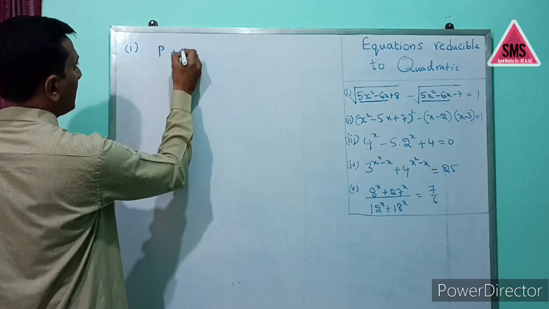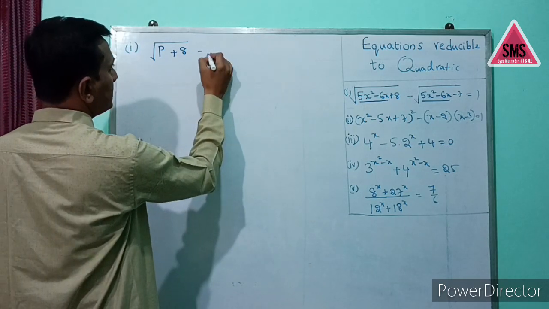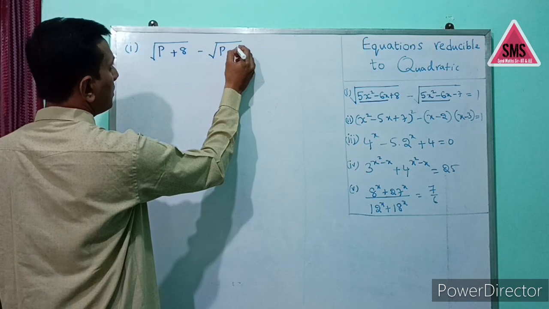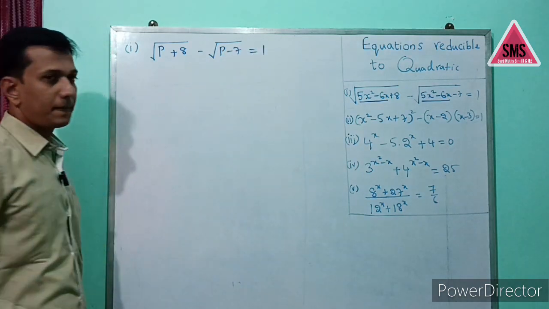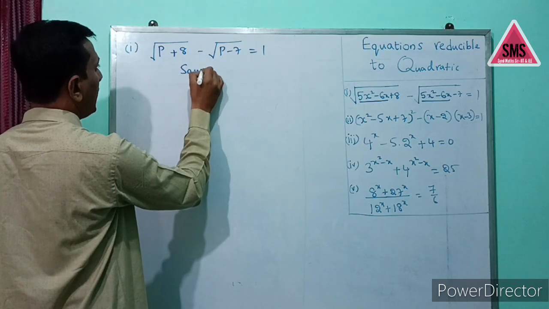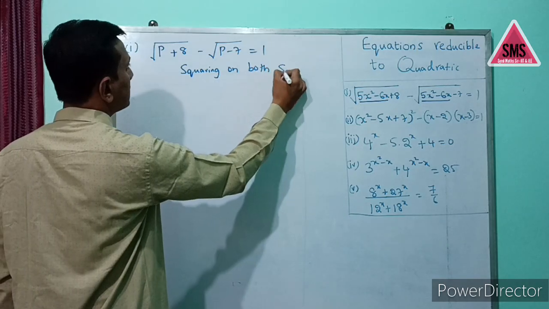Then what will be left? Square root of p plus 8 minus, again, square root of p minus 7 equals 1. So do squaring on both sides.